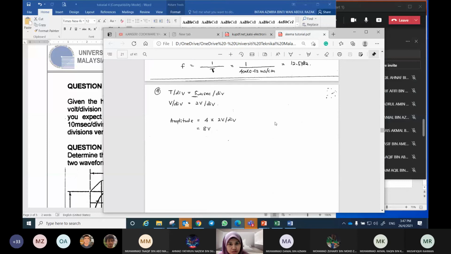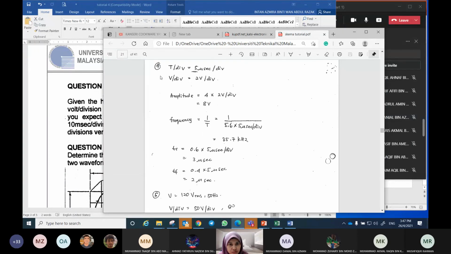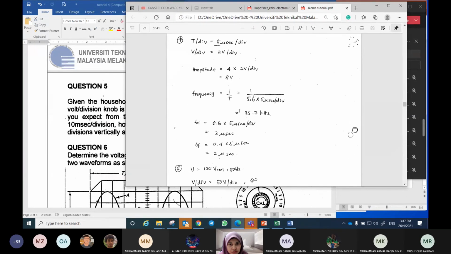Number 4, let's see the answer. For number 4, the amplitude is 8 volts. The period is 4.6 multiplied with 5 microseconds, and we can calculate the frequency. The fall time and the rise time is 3 microseconds.